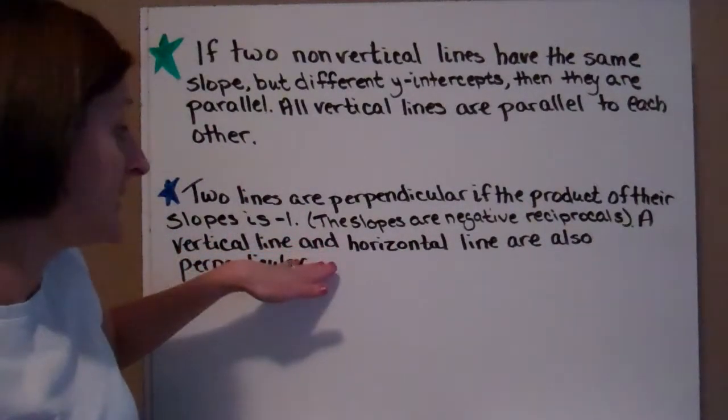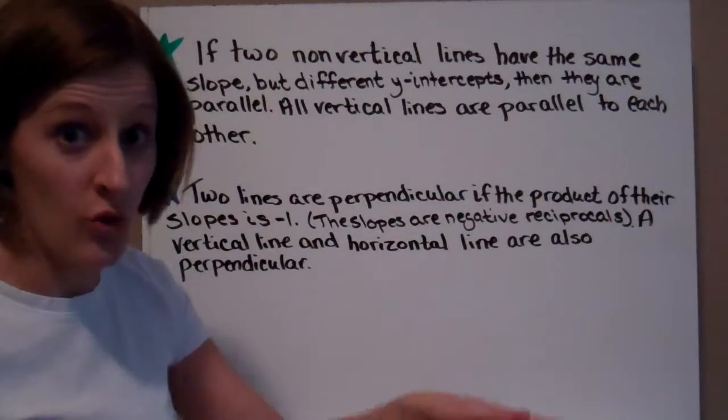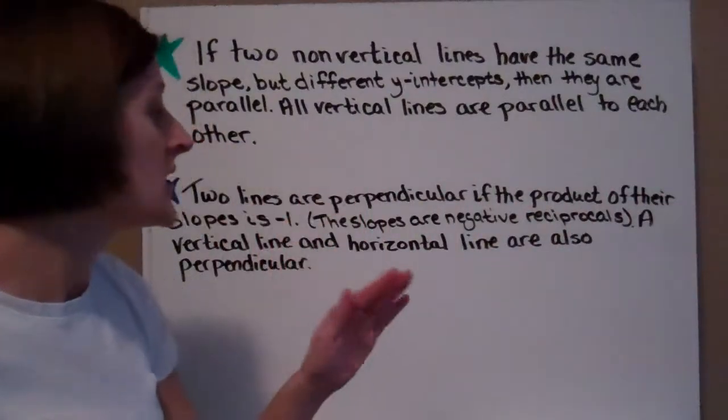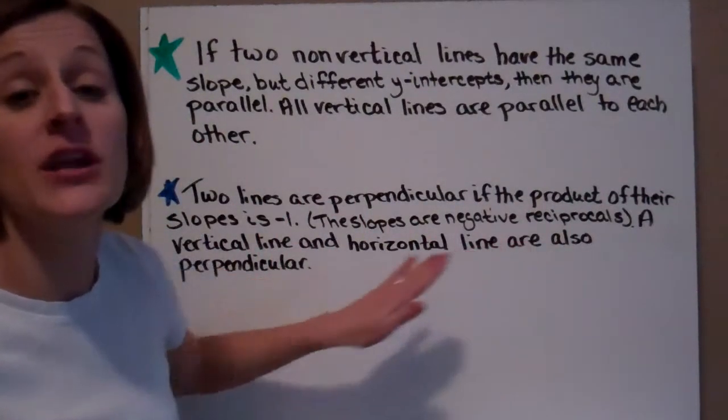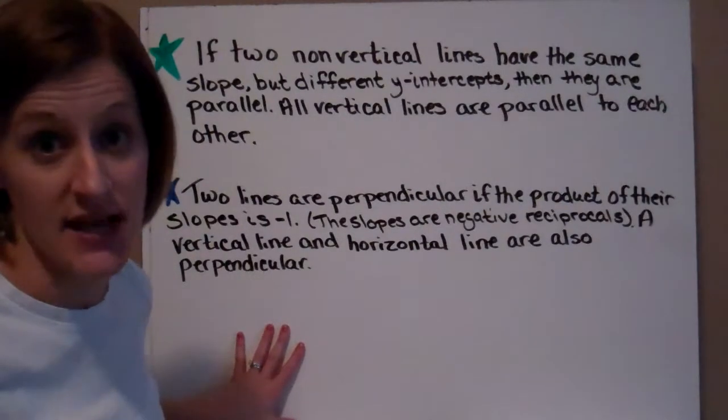A vertical line and a horizontal line, one vertical going up and down, one horizontal going right to left, are going to be called perpendicular lines because they will intersect at a 90-degree angle.